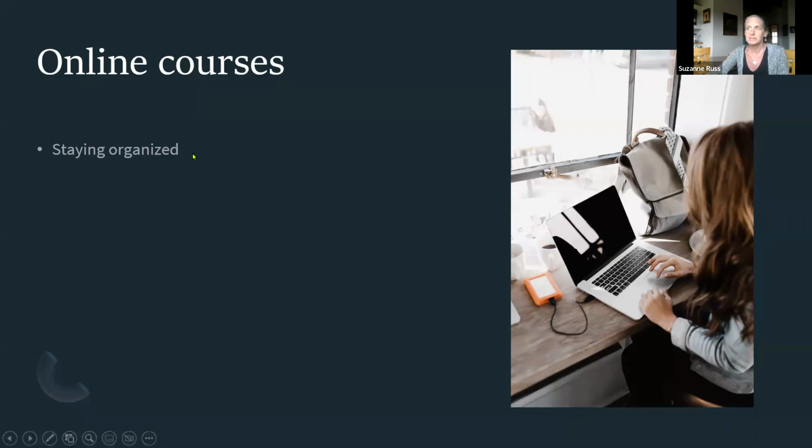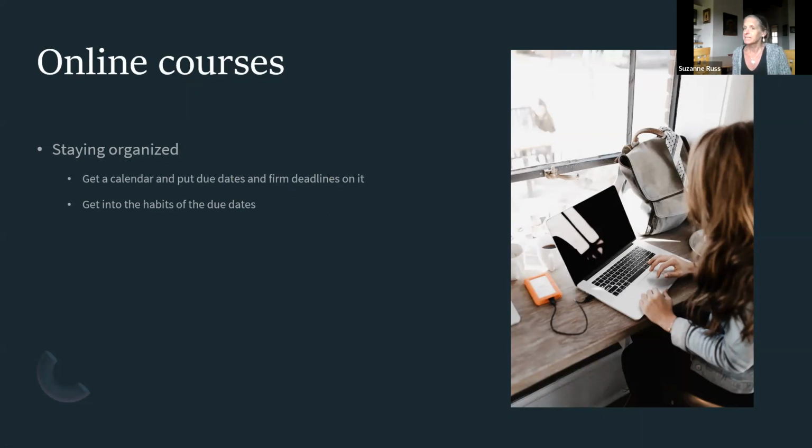And if you gain that skill in here, I'll tell you, you'll be really ahead of the game for many things in your life. So get a calendar, put due dates and firm deadlines on it. I'll talk to you about what these things mean in our class coming up. And then get into the habits of the due dates. In my class and probably in most of your classes, your professors have tried to be helpful by having consistent due dates. Like in this class, the due dates will be Friday at midnight. So you can get into the habit of that.